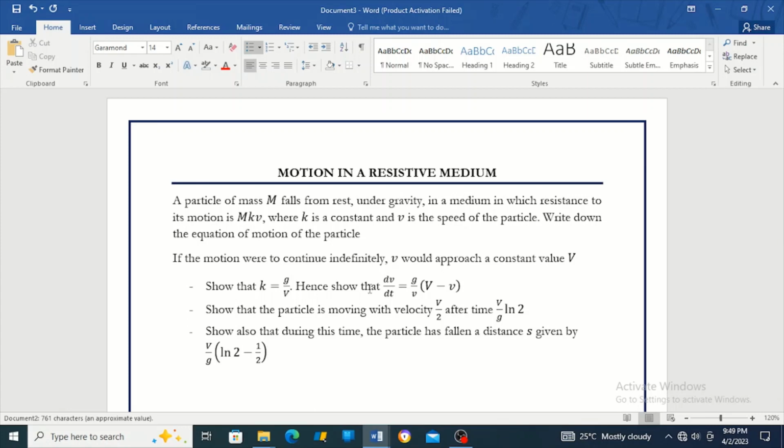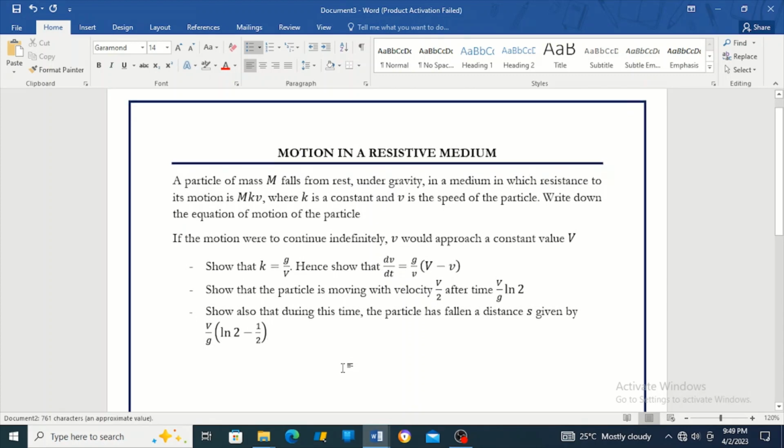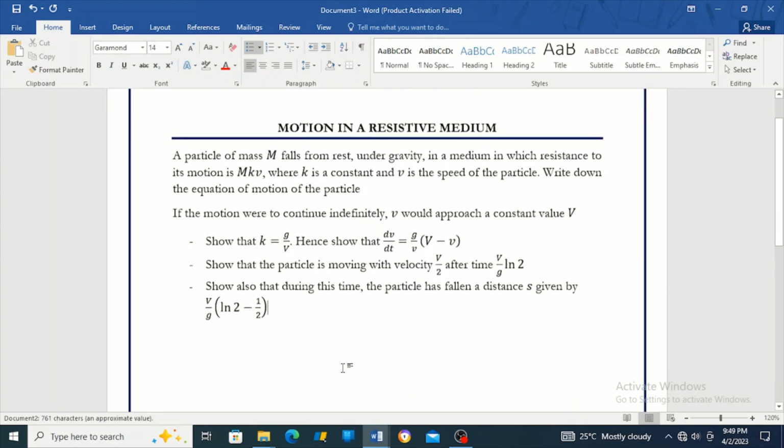So in this video we are going to be looking at equation under motion in a resistive medium. The question reads: a particle of mass m falls from rest under gravity in a medium in which resistance to its motion is mkv, where k is a constant and v is the speed of the particle. Write down the equation of motion of this particle.